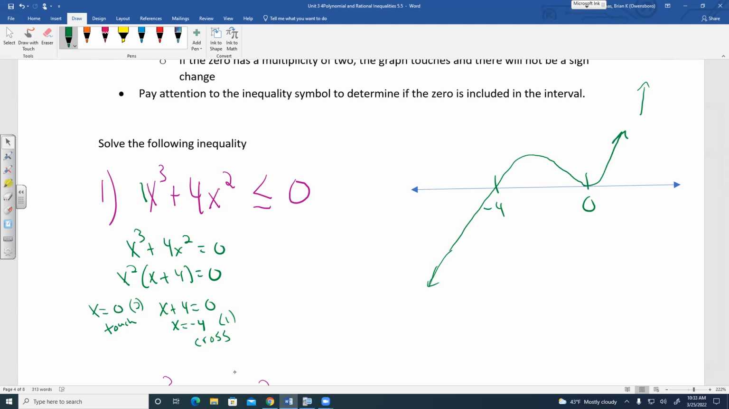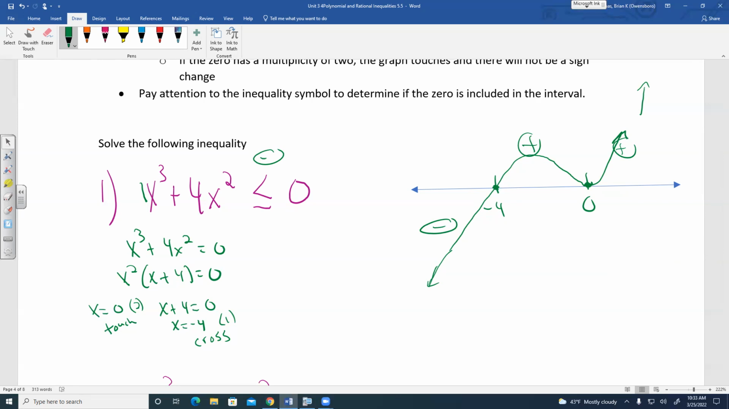So the graph would kind of take on this look. So again, notice how I have less than or equal to. So the -4 and the 0 are going to be included in my interval. Less than means I'm looking for negative. So where it's less than would be over here. Notice how this is above, that's positive. And this is also above, this is positive. So this is a little bit tricky in writing the answer though, because we can equal 0 as well.